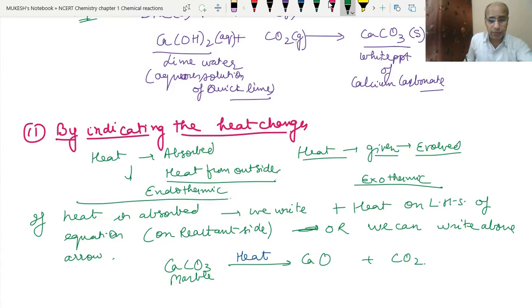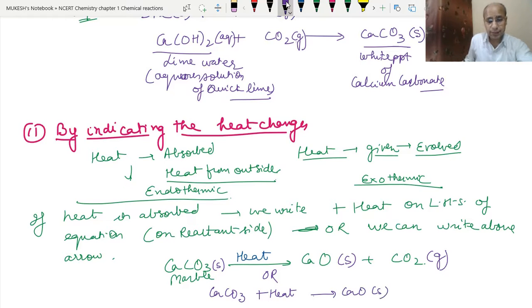The calcium carbonate is solid, so we will write the solid here. Quicklime is also solid, so we will write the solid here. But carbon dioxide is a gas, so we will write the gas here. Now since the heat is given from the outside, we will write heat: CaCO3 plus heat, arrow, CaO (solid), then plus CO2. So either we can write it this way or that way.